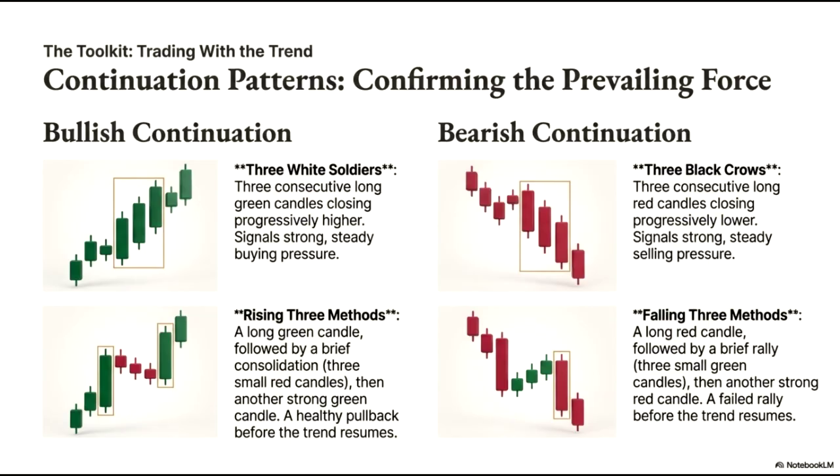Turning to bearish continuation, we see the three black crows. These three consecutive long red candles signal dominant selling pressure as the market pushes lower. Finally, we have the falling three methods. This pattern starts with a sharp drop, followed by a weak rally of three small green candles that ultimately fails to break the trend, before the price falls again with another strong red candle. Recognizing these patterns helps traders stay aligned with the trend and trade with greater confidence.